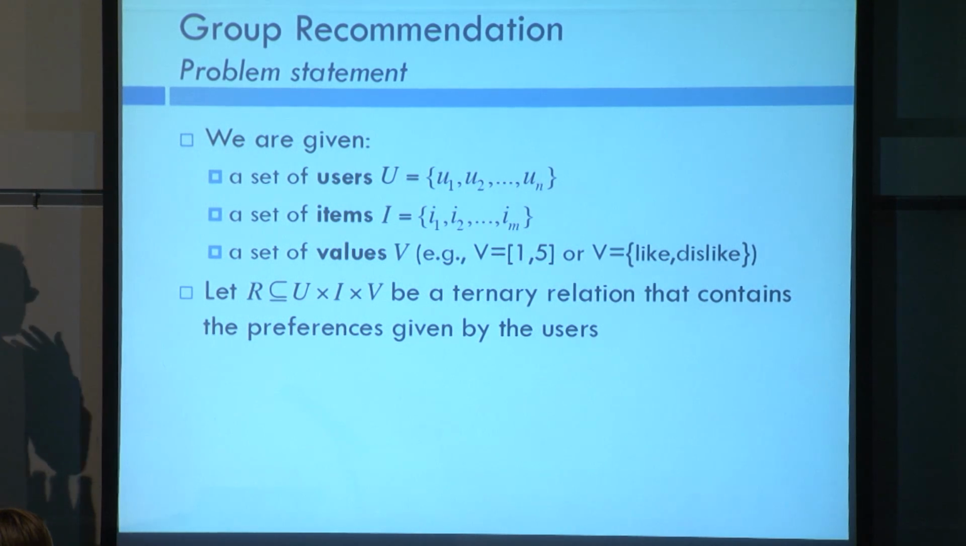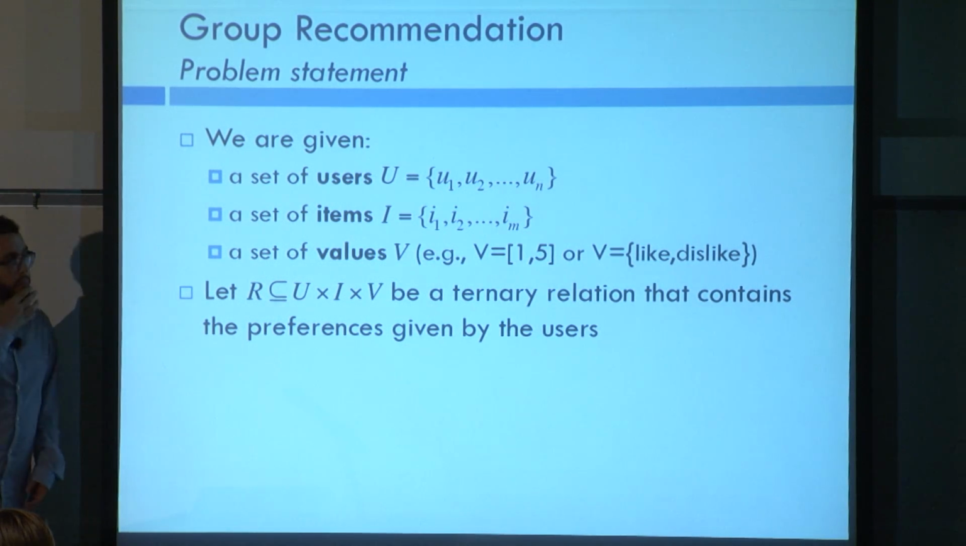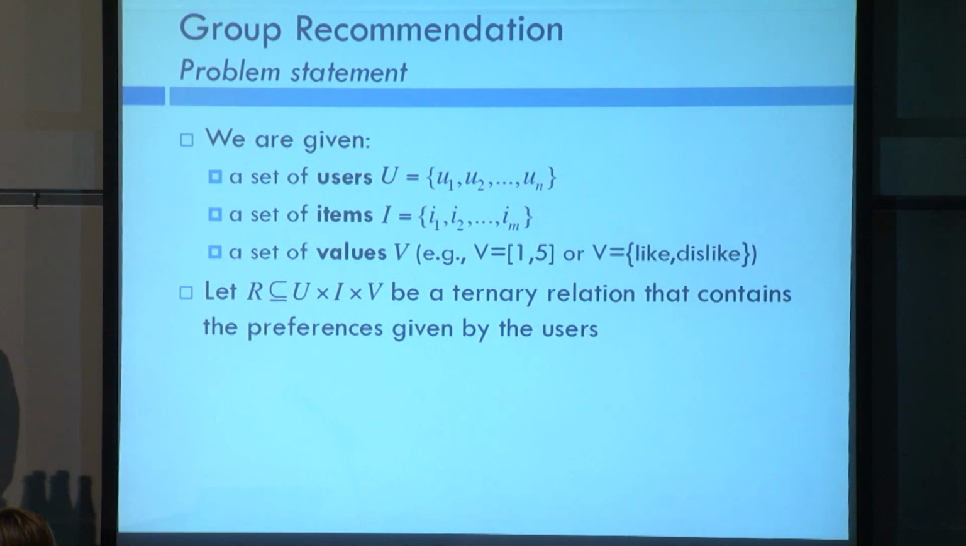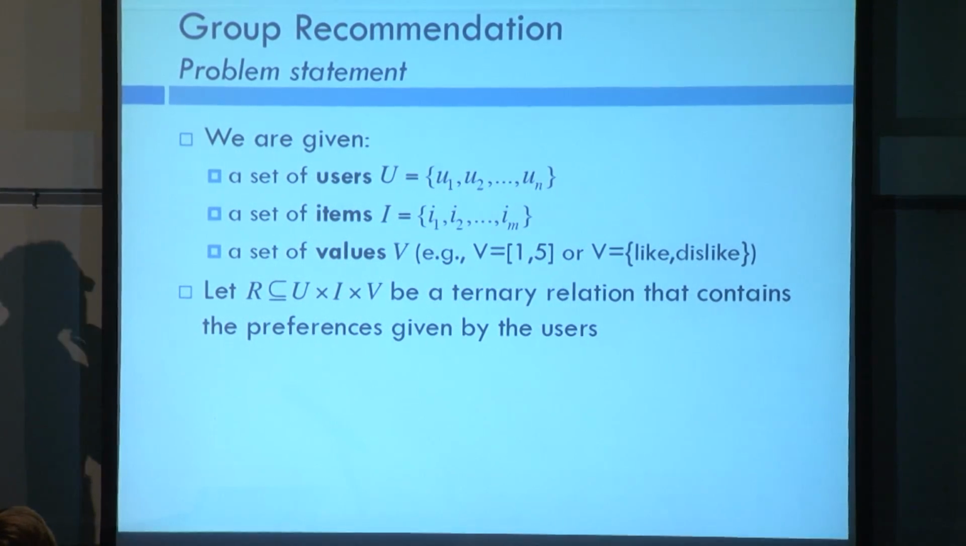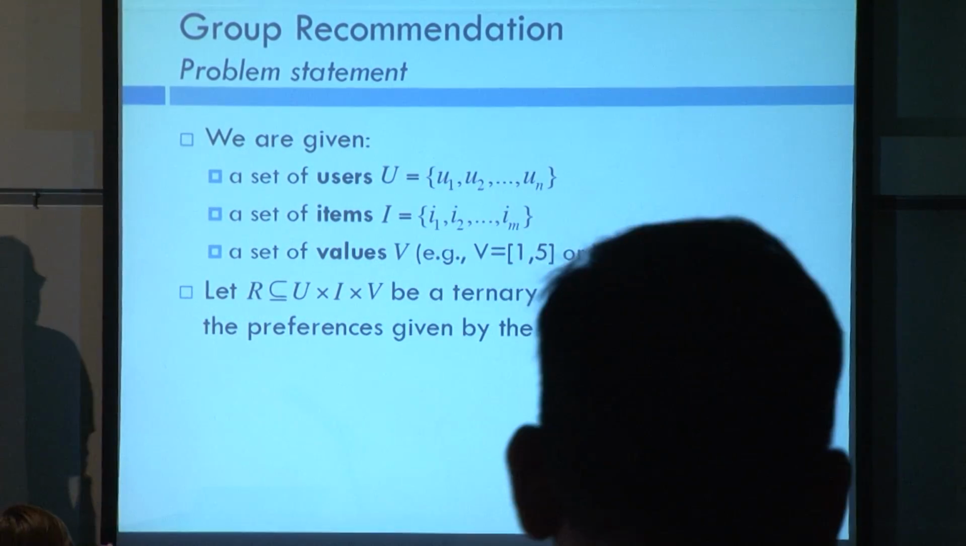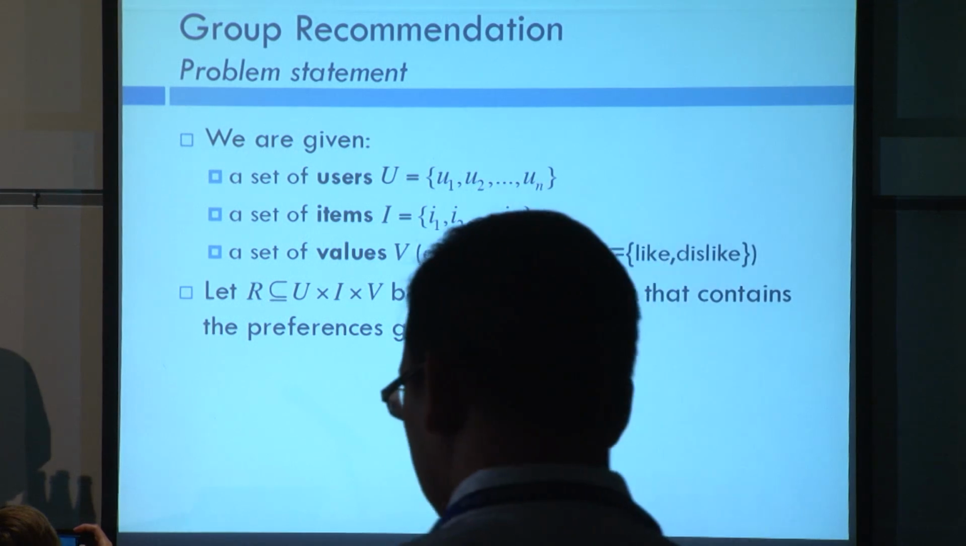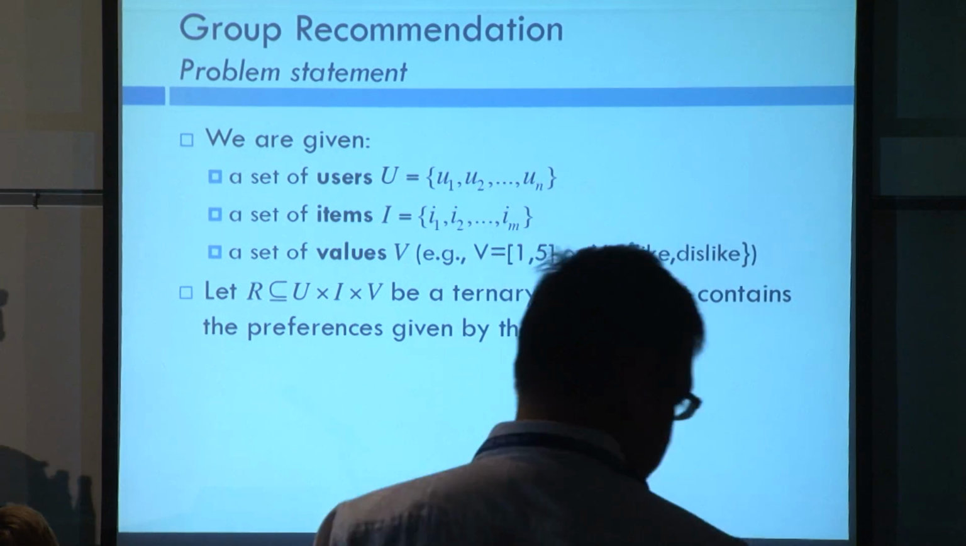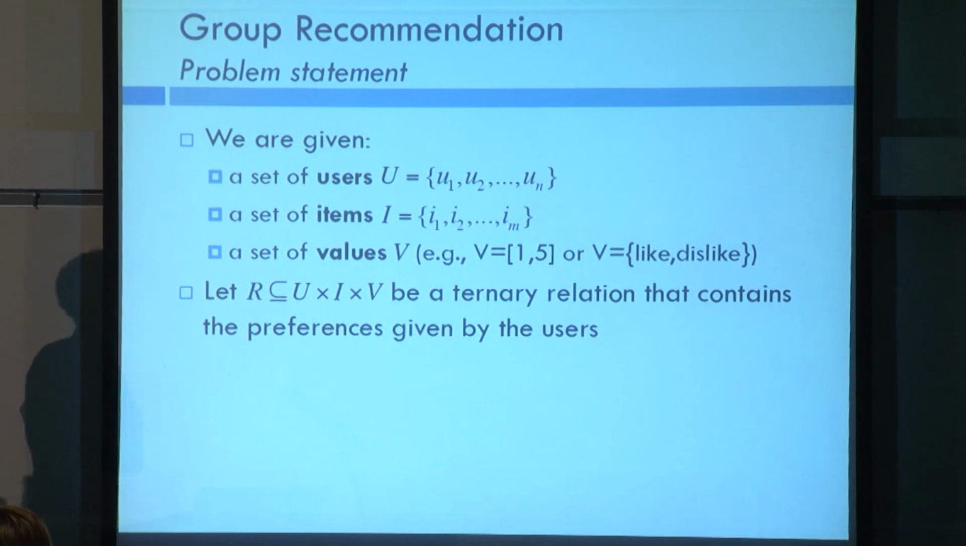Going a bit more formally into the problem statement, we are given a set of individual users, a set of items, and a set of values that are used to express the preferences. Of course, you might have different scales from 1 to 5, or a binary scale in which the users just express whether they like or dislike an item. And then we represent as R the ternary relation that contains the preferences given by the users.